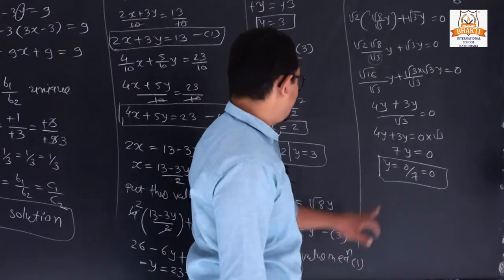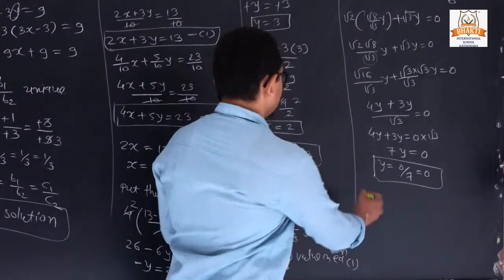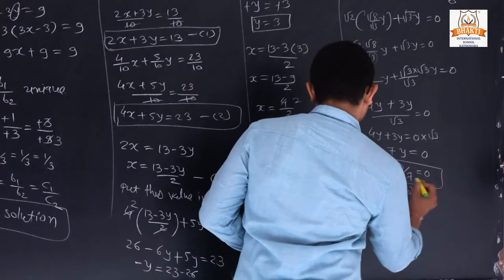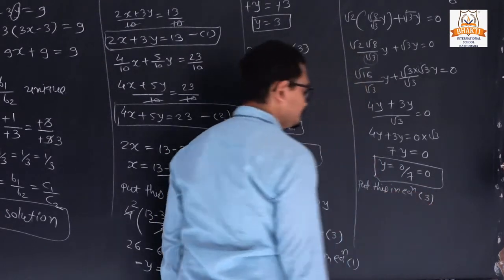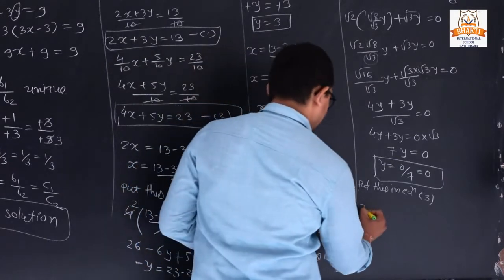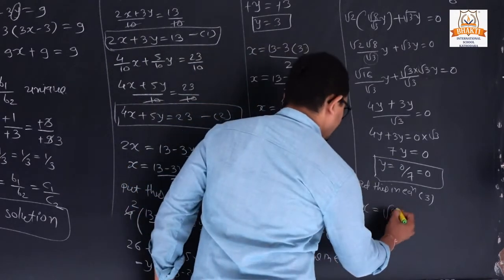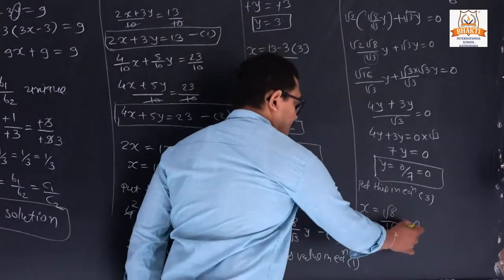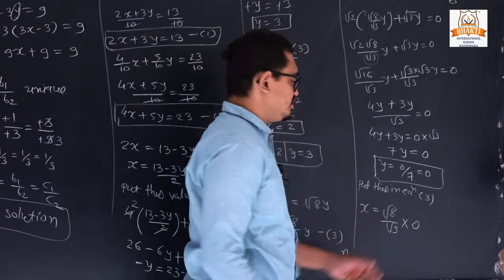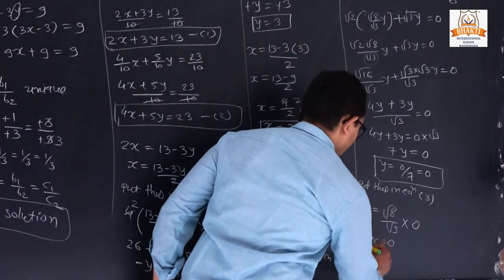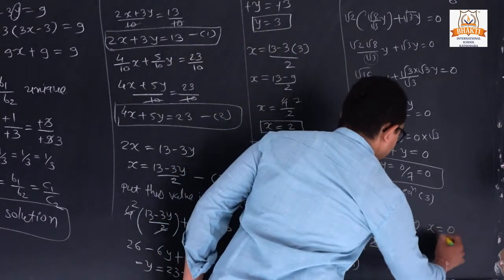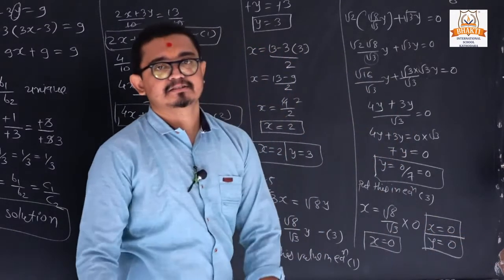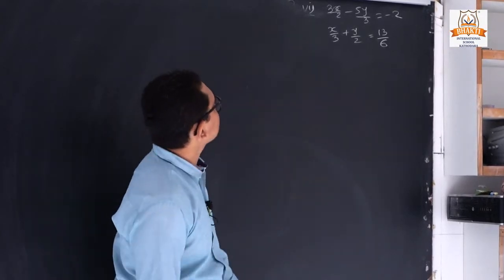Now put this value in equation number 3. So put this in equation number 3. So x is equal to root 8 upon root 3 into 0. So any value multiplied with 0, the answer will be 0. So what is our solution? X is equal to 0 and y is equal to 0. Clear?